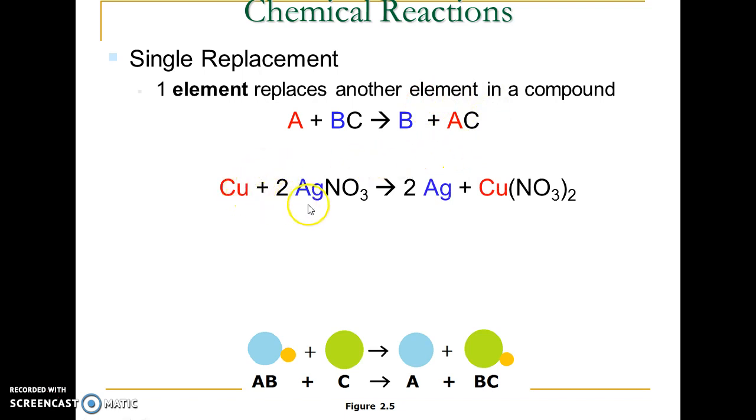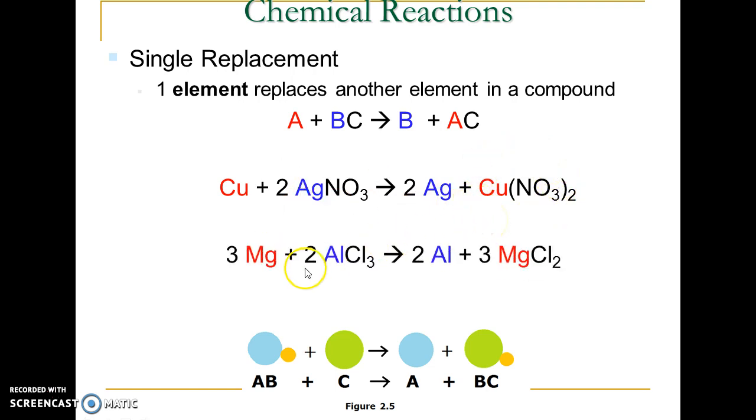Here's an equation to represent single replacement. We have copper plus silver nitrate yields silver plus copper nitrate. I've color-coded them for you to help you recognize that copper and silver are switching places here. Copper replaces silver, and silver gets kicked out. Also notice how we have our two metals switching places. Metals replace metals, whereas nonmetals will replace other nonmetals. You should never have two metals as a product.